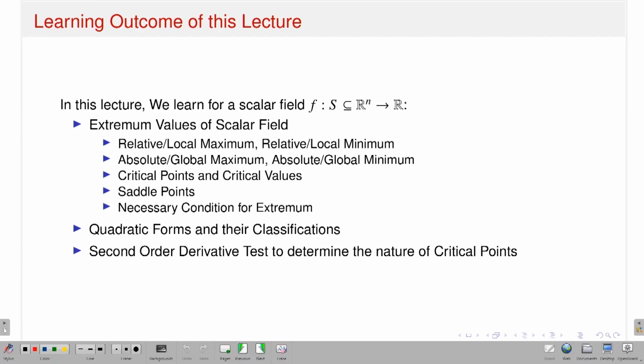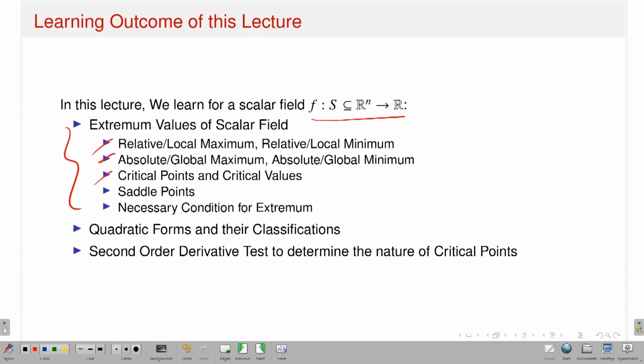So I am starting with a function f from a subset of Rn to R. I will introduce these notions, that means extreme values of a scalar field. What do I mean by that? There is a concept called relative or local maximum and relative or local minimum. So I will have a function f from Rn to R, and then I will explain what I mean by local maximum and local minimum. And there is a notion of absolute or global maximum and global minimum. Locally there is a notion of maximum and minimum, and there is a concept called global, which means defined on the whole domain.